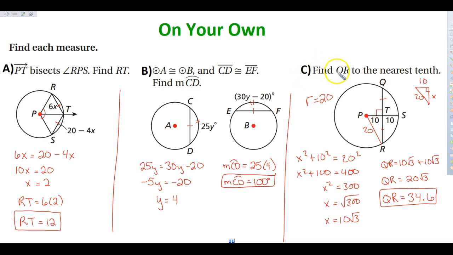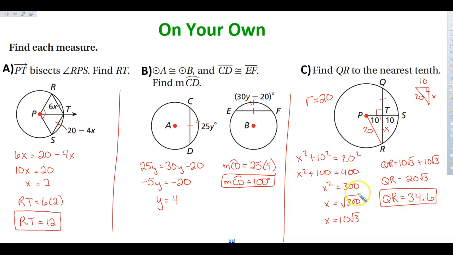And then for C, again, PS is a radius that is perpendicular to chord QR, which means that chord QR is bisected. We have a right triangle right here, which I drew separately over here. Remember your radius here is 20, so I can draw in any radius I want, and any radius will always be 20. So I can draw in PR to get that the hypotenuse of my right triangle is 20. We do the Pythagorean theorem, and I get 10 square root 3 is the length of this piece right here, as TR. 10 square root 3 plus 10 square root 3 is 20 square root 3, and I can put that in my calculator.